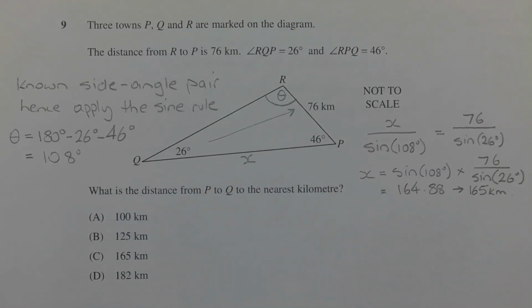So applying the sine rule, and I've marked this with x, x over sine 108 degrees is equal to 76 over sine 26 degrees. Rearranging this equation to make x the subject, and we do that by multiplying this fraction here, 76 over sine 26 degrees, by the denominator, which is sine 108 degrees. So x is equal to sine 108 degrees times 76 over sine 26 degrees.